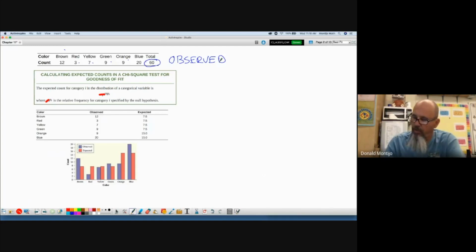So the book will refer to this a lot as the observed count. How many did we observe? The observed is pretty easy to determine. We just simply look at what we found. So we open up the bag and we count how many there are. Pretty simple.